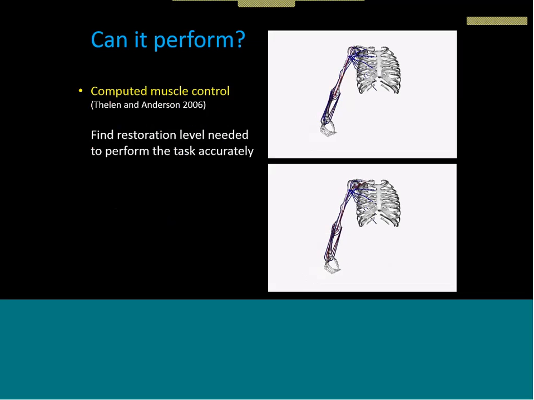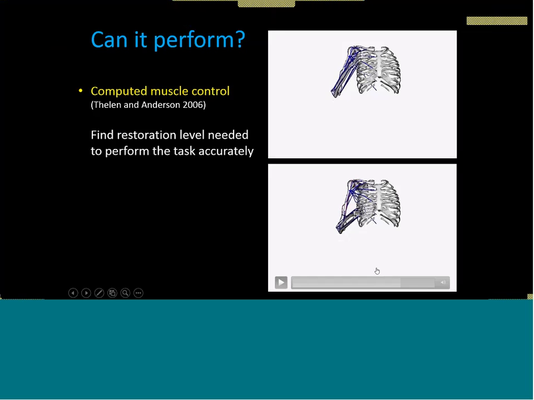Okay, so the first question is, can it perform? The simulation on the top is one that's performing it accurately. You can see that the shoulder stays stable while the elbow flexes. In contrast, at the bottom, we have one where that is not happening. The shoulder is drifting towards the body as the elbow flexes, and so that would be unsuccessful.